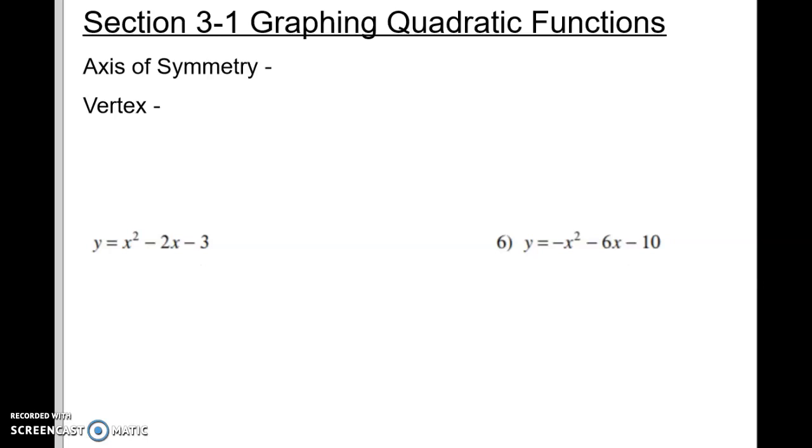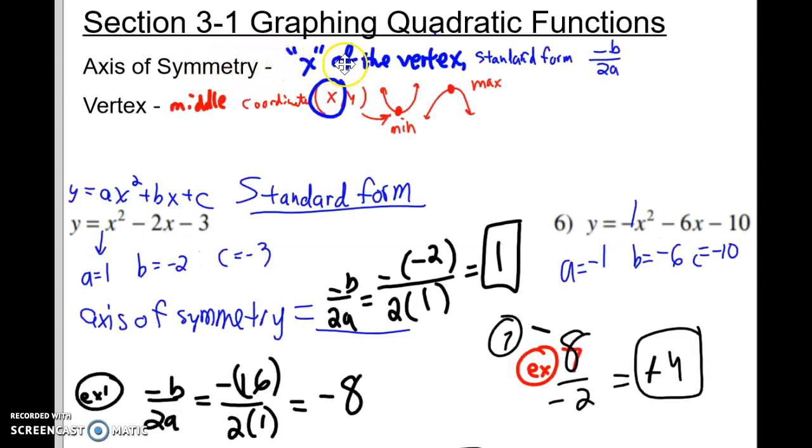I looked at the videos. We're going to be talking about axis of symmetry, because we're going to start graphing quadratic functions today. So an axis of symmetry is the x-coordinate of the vertex. When you have it in standard form, you actually use a formula for it. So we're going to work on how to use this formula of negative b over 2a.